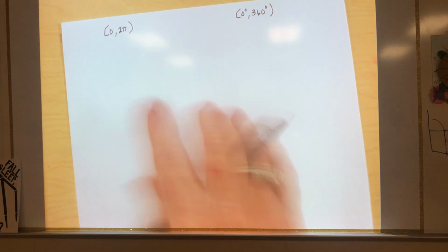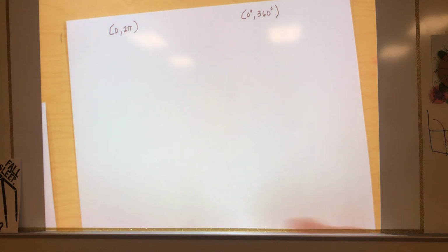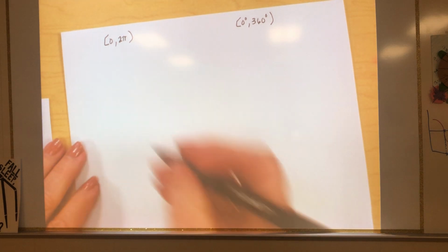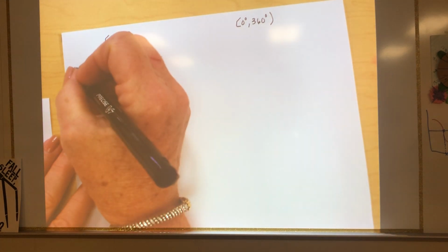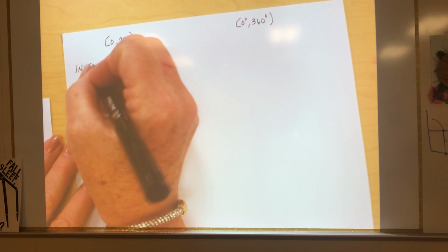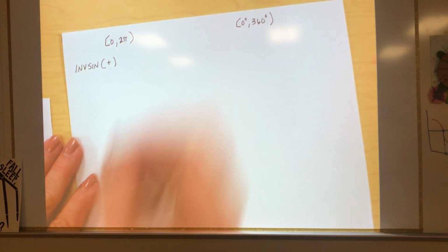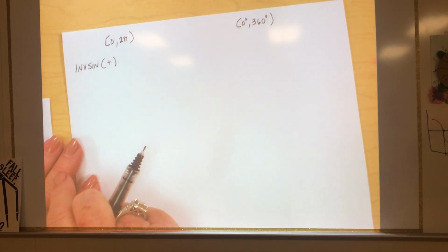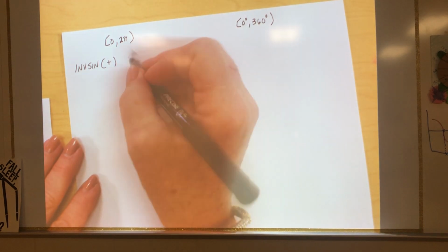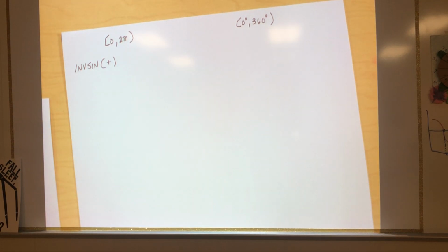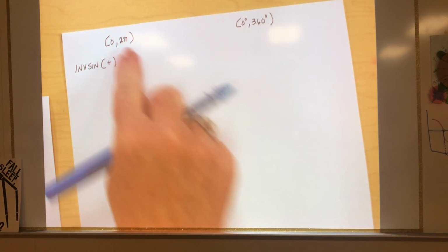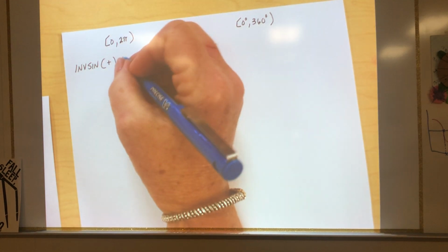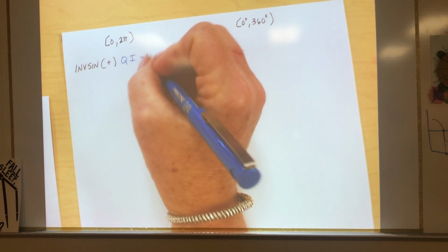Okay, so I'm just going to kind of talk about a problem first, and then I'm going to address all the issues and see if we can work some problems, okay? So here's what's going to happen. Let's say that I have an inverse sine, and it's of a positive, okay? Now, where do I know he is? He's where? Quadrant what? One or two. Yeah, he's in one or two because I took in the whole coordinate plane, all four quadrants. So he's in quadrant one and in quadrant two.